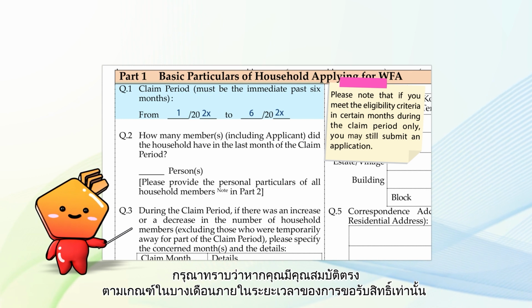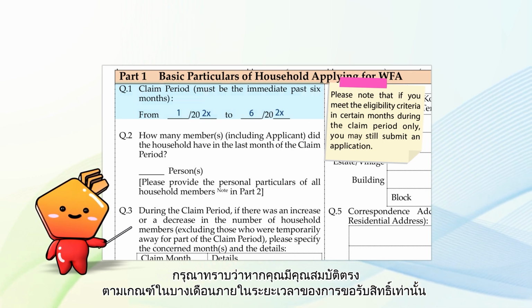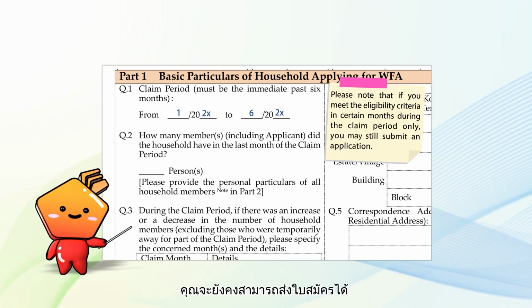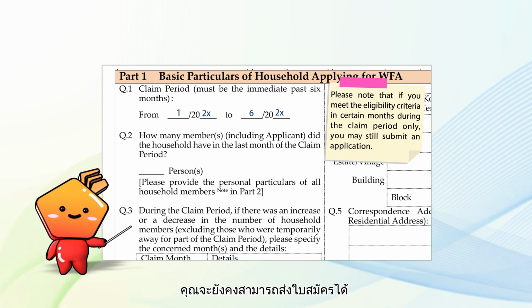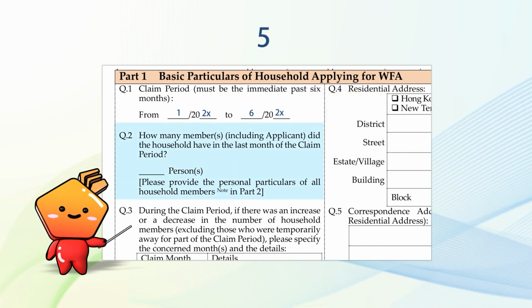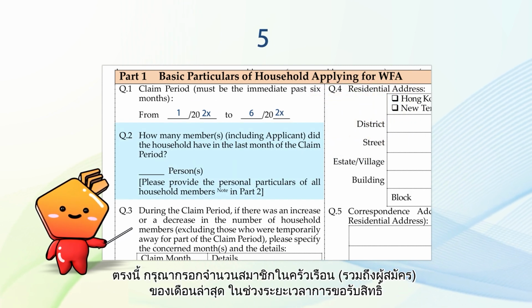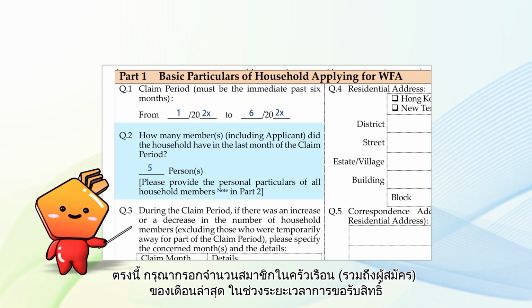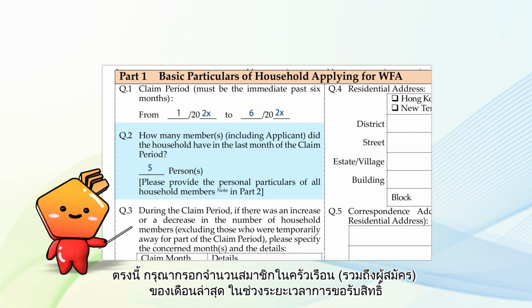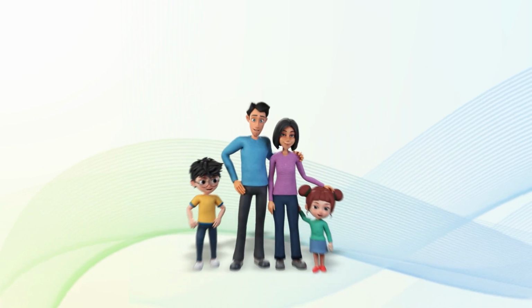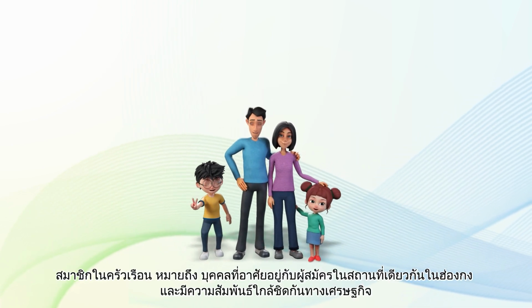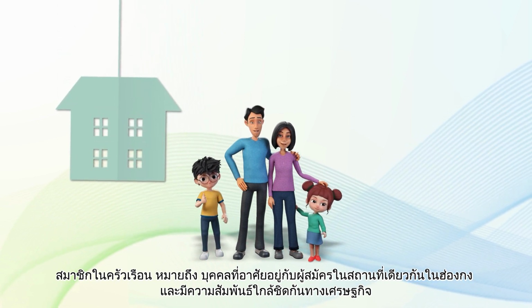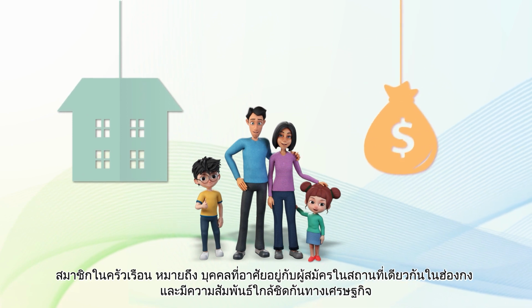Please note that if you meet the eligibility criteria in certain months during the claim period only, you may still submit an application. Here, please fill in the number of household members, including the applicant, in the last month of the claim period. Household members refer to persons living with the applicant on the same premises in Hong Kong and having close economic ties.